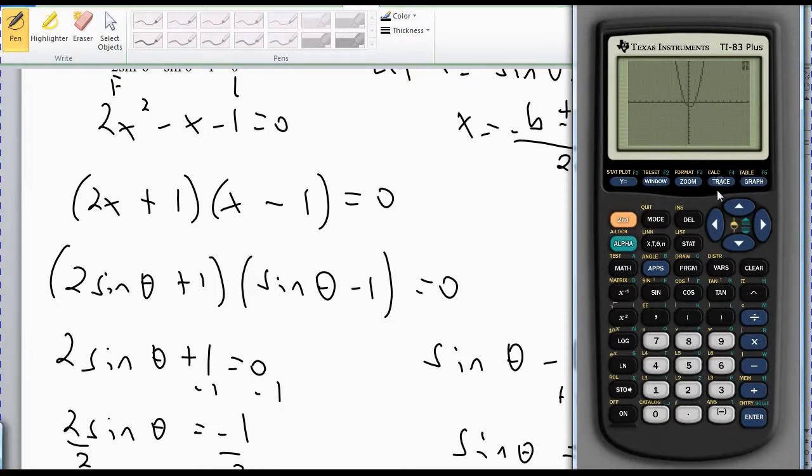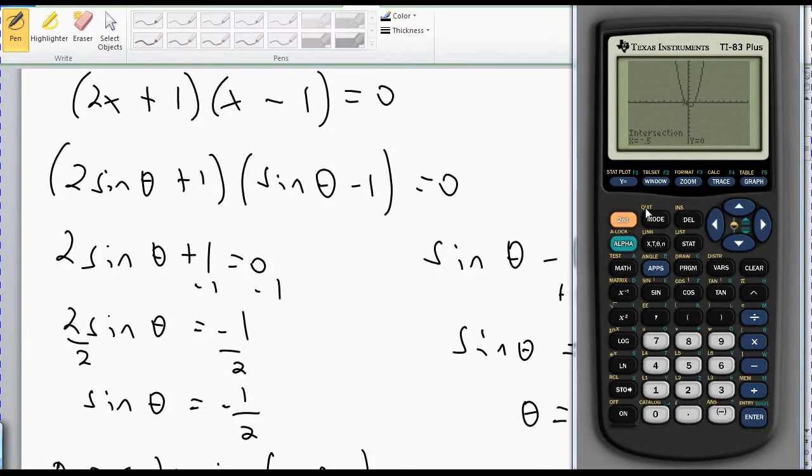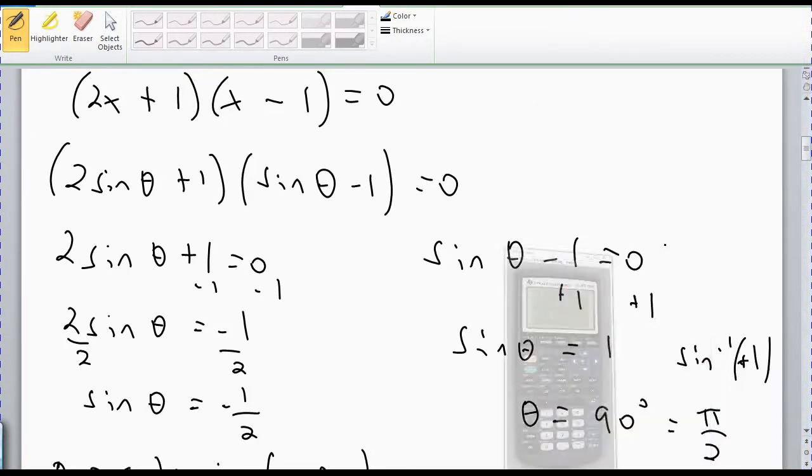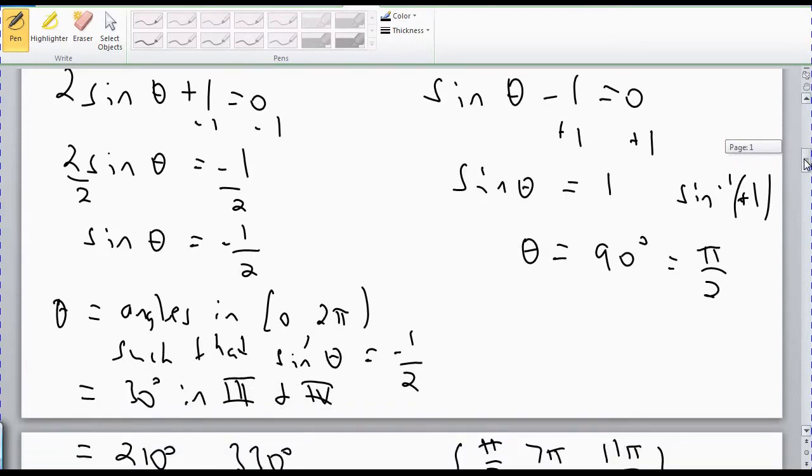So now when I go to second trace and hit intersect, which is 5, I'm going to move it over to the left, somewhere close to that x-intercept, and hit enter 3 times. And you'll see negative 0.5, which is the same as negative 1/2. I'm going to hit second trace 5, which is intersect again. And this time, I'm going to go over and hit enter 3 times. And we get x equals 1. So that's a backwards way to find that using the graph on your calculator.